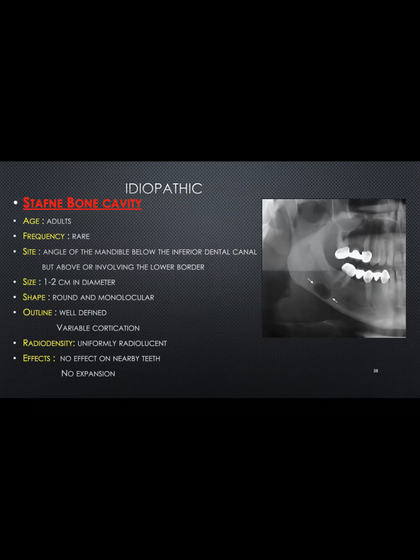It usually happens at the angle of the mandible, right below the inferior alveolar canal, as you can see on the x-ray, but above or involving the lower border. So it's usually 1 to 2 centimeters in diameter. It's round and monolocular.